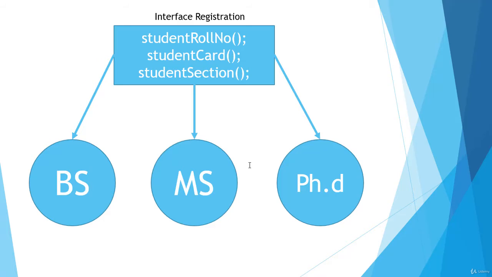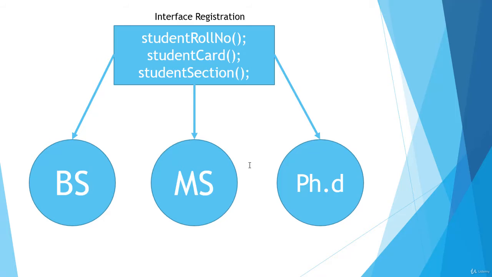Now what we will do, we create an interface with the name registration, and that interface has student roll number, student card and student section. BS, MS and PhD are the three classes, and all these classes have to implement their registration. And when they implement the registration, they have to provide the definition of the three abstract methods. And we know that the definition of these methods is different for the different classes.